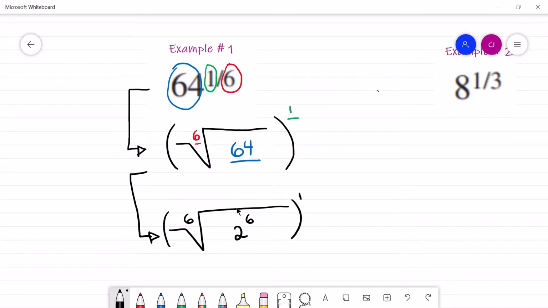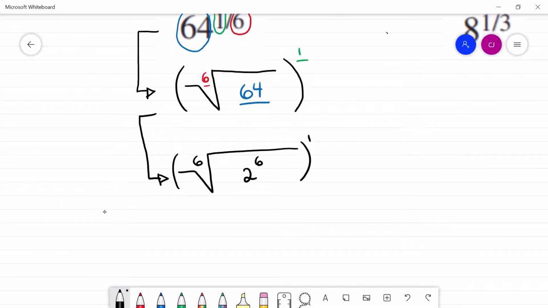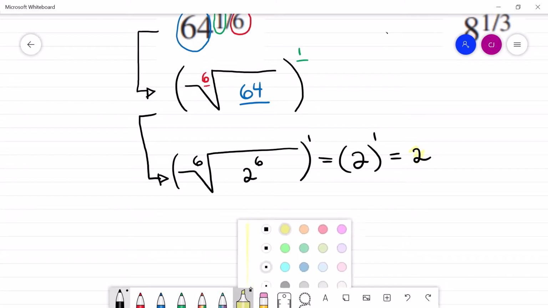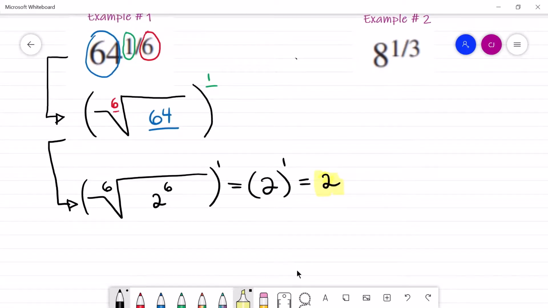And the reason that I did that is because now that I have my root and my inside power, because they're the same, my answer is just going to be the base, which is going to be 2. So I'm going to write my final answer, which is going to be 2 to the first power. And I know that anything to the first power is just itself. So if I have 2 to the first power, then my answer is going to be just 2. Easy enough, hopefully.